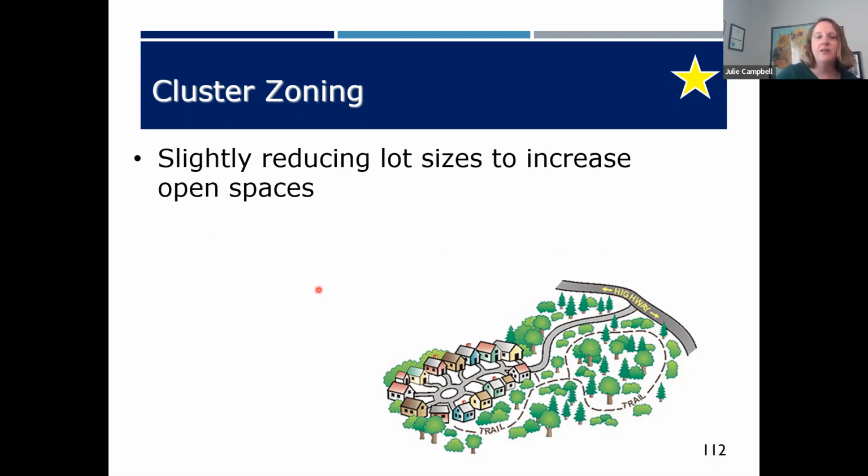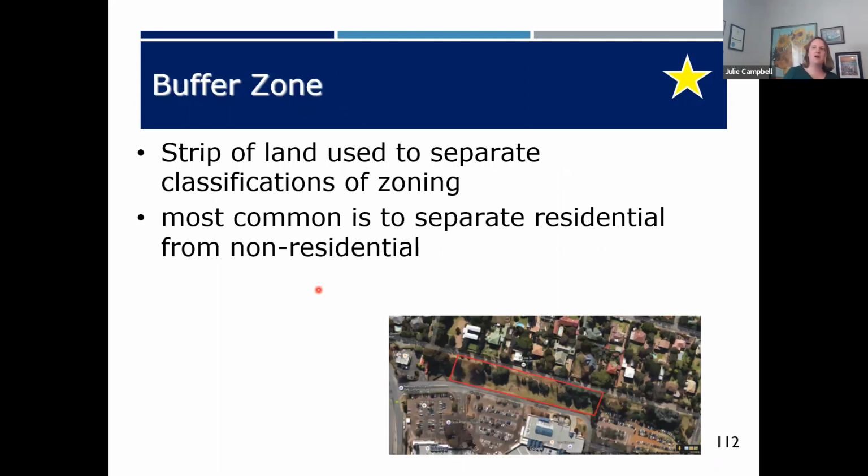Another zoning term is called a buffer zone. A buffer zone is usually some kind of strip of land that separates side-by-side zonings. The most common is to separate residential from non-residential, maybe commercial, maybe industrial. Do you see this red line right here? Let's make it pink. Everybody see this? Within this line is kind of a tree save. That's a buffer zone. Those trees are protected.